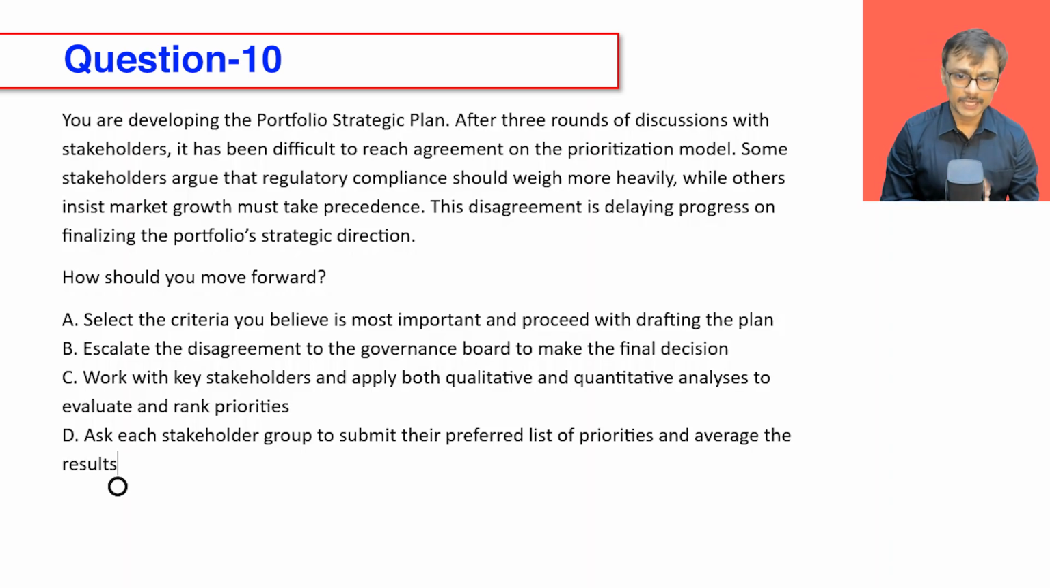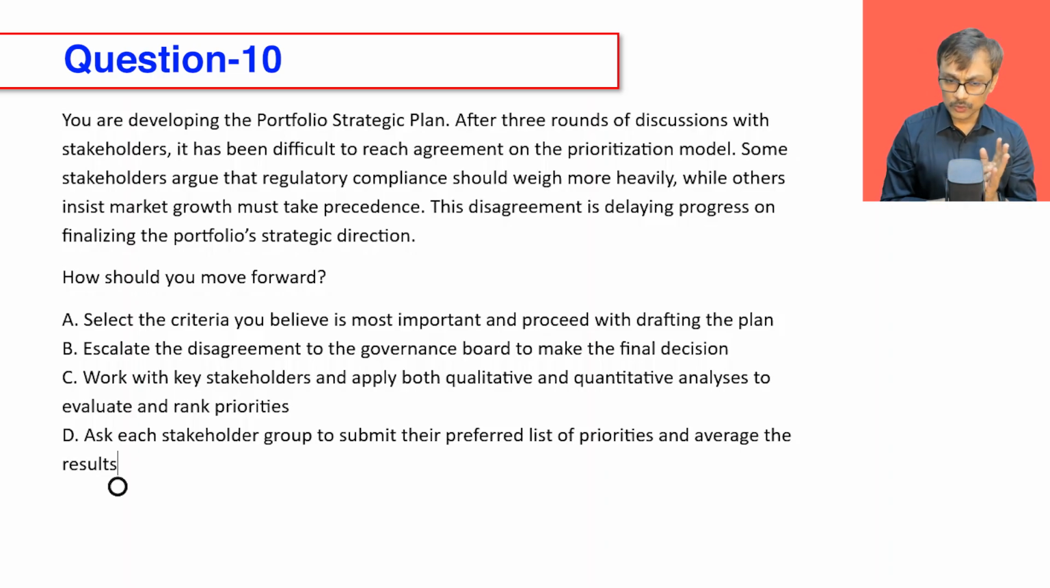So let's see option A. Select the criteria you believe is the most appropriate. My belief should be based on facts and figures rather than just applying expert judgment, unless nothing else in the options is valid. So I ignore it. Option B, escalate the disagreement to the governance board and make them make a final decision. Very easy to ignore. You don't just escalate; you escalate with a recommendation, unless something is so bad that it clearly shows you are giving up. In a portfolio exam, you are always expected to provide recommendations and handle these kinds of conflicts as much as possible at your own level.